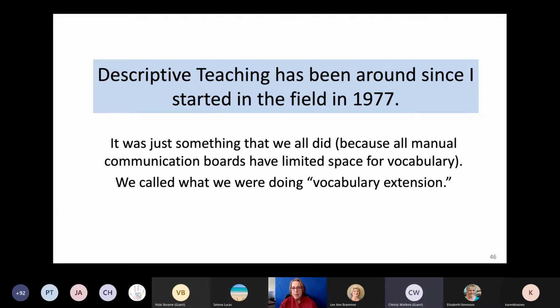And when you ran out of space with that board, you added another section or you made communication books. We were in this world of limited geography to work with, limited space, which meant limited amount of vocabulary. And what we were all doing wasn't called at the time descriptive teaching. Now, descriptive teaching is a phrase that you might have already heard thrown around in our field. But what we were doing in the 1970s was something that was called vocabulary extension.